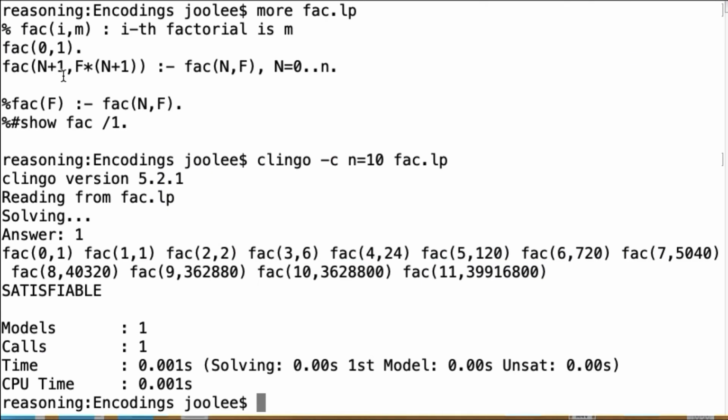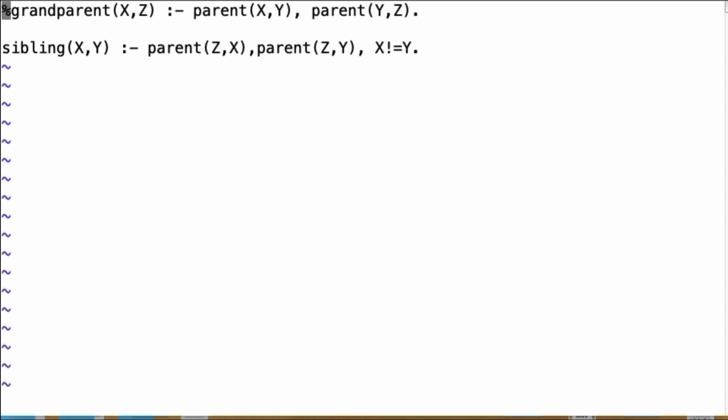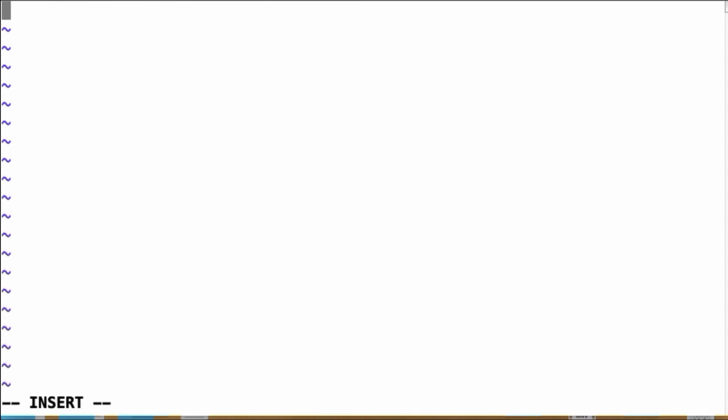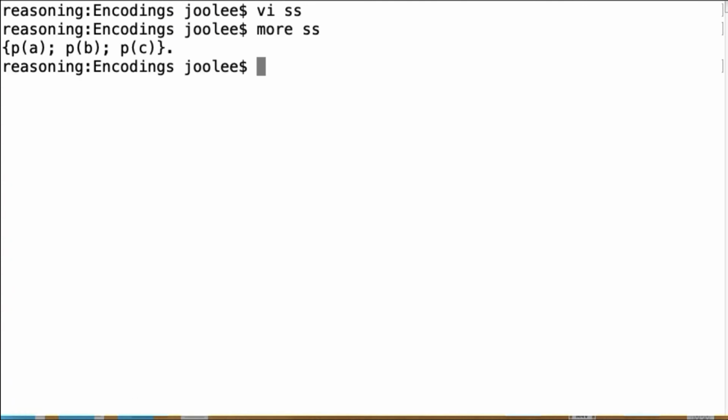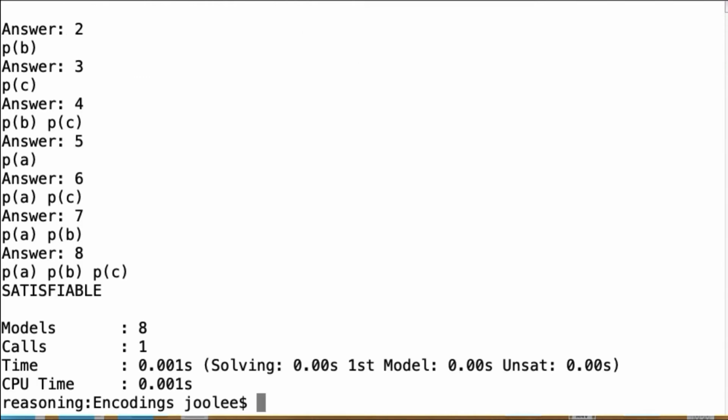Okay, if you're not sure about what I'm saying, let me just go back. What I was saying is, suppose you have 3 elements in this set. If you call Clingo, it returns multiple answers. The first one is actually the empty set, and you have singleton sets here, double element sets here, and then the total set here.